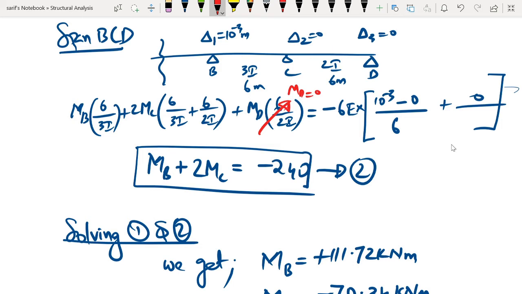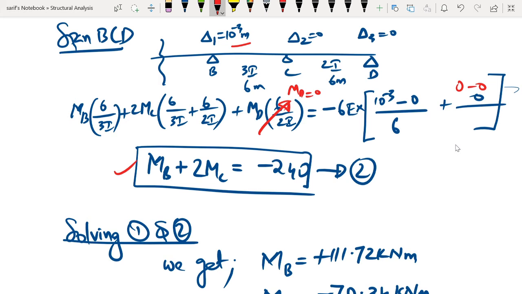Again we have to write the general form of the three moment equation. Here, in this portion we will have delta 1 minus delta 2. Now delta 1 is 10 raised to minus 3 and delta 2 is 0. Similarly here we will have delta 3 minus delta 2. Since both delta 3 and delta 2 are 0, the entire term becomes 0. So if you simplify this, you will get MB plus 2MC equals minus 240.